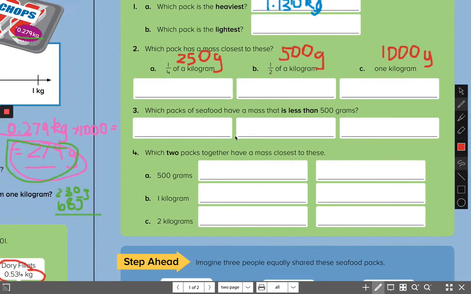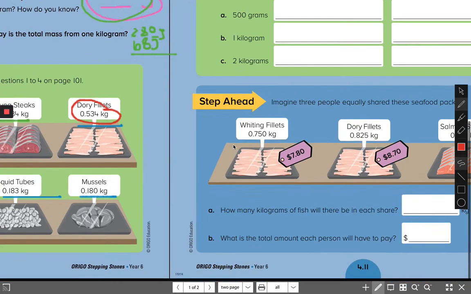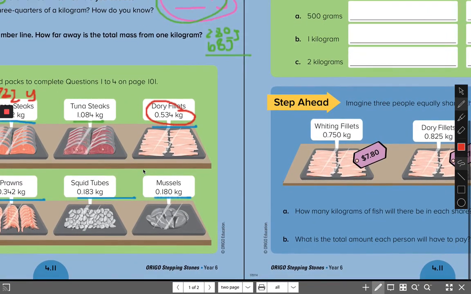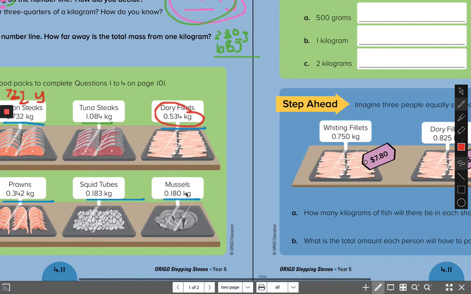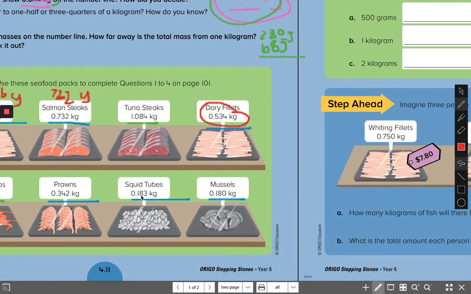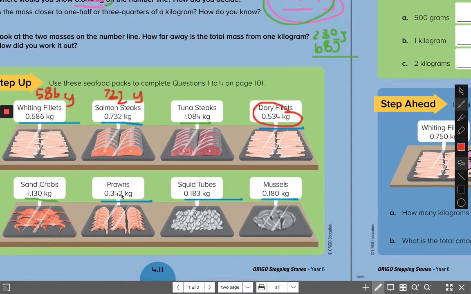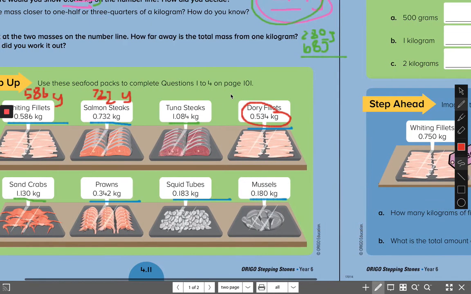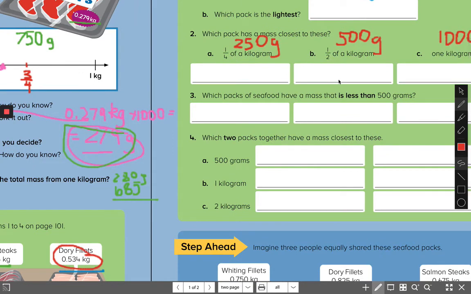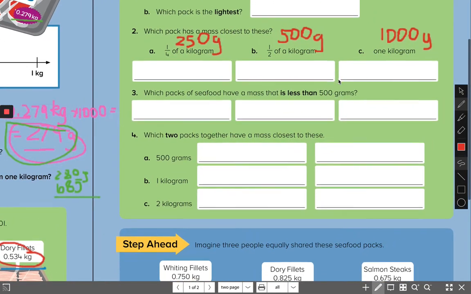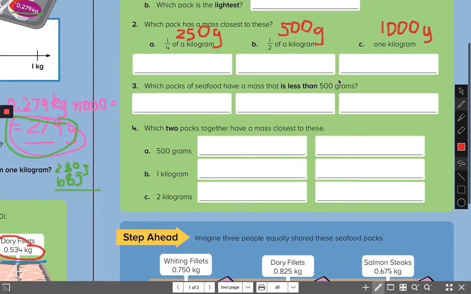Okay, so which packs of seafood have a mass less than 500 grams? So that's easy. Anything that is less than 534 or 500 grams you can record. There would be mussels, there would be squid tubes, there would be prawns, and that's it. Okay. If I'm going a bit too fast, just pause it and then write the values.